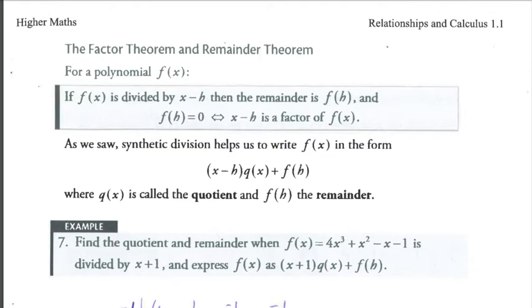Hello and welcome back to Higher Maths, Polynomials and Quadratics, Synthetic Division. So we're going to look at the factor theorem and remainder theorem now. We've actually been using this for the last few videos. I'm just going to formalize what we've looked at.